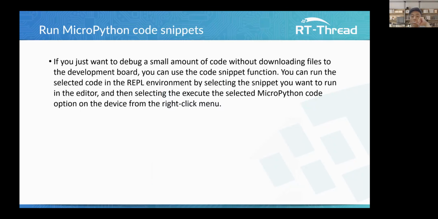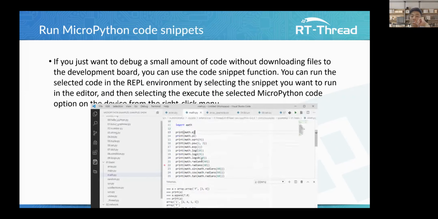If you just want to debug a small amount of code without downloading files to the development board, you can use the code snippet function. You can run the selected code in the REPL environment by selecting the snippet you want to run in the editor and then selecting the execute the selected MicroPython code on the device option from the right-click menu.